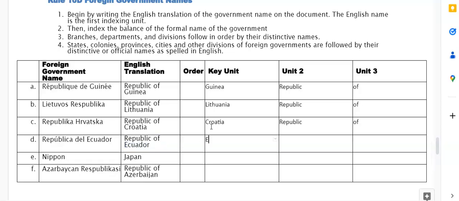Okay, for Ecuador, that's going to be Ecuador as my key unit. Republic as unit 2, of is unit 3. Okay, Japan is simply Japan. For Republic of Azerbaijan, Azerbaijan is my key unit. Republic is unit 2, and unit 3 is of.